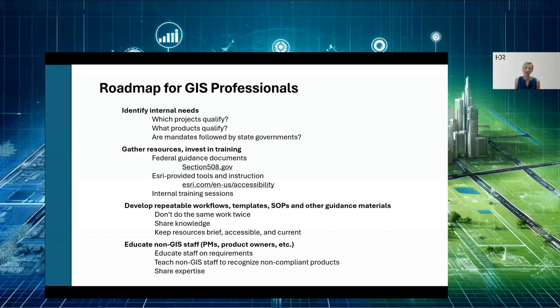Lastly, keep in mind your non-GIS staff. So reach out to folks who are maybe not going to be creating those digital deliverables, but empower them to recognize what is compliant versus what is not compliant, when and where this executive order might apply to them. And that's just going to help you avoid that single source of expertise. You don't want one or two people who are really great at this. You want to make sure that everyone kind of has this on their radar.